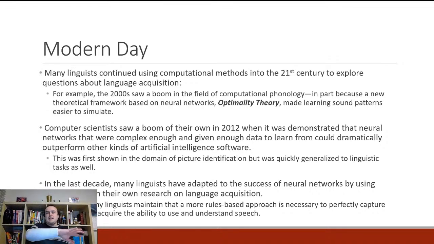At the same time, or maybe a decade later, computer scientists saw a boom of their own. In 2012, there was this really famous project that was competing against other projects to see who could do the best on a particular contest. Computer scientists like to have contests. What they showed is that a neural network that is complex enough and given enough data to learn from can dramatically outperform other kinds of artificial intelligence software.